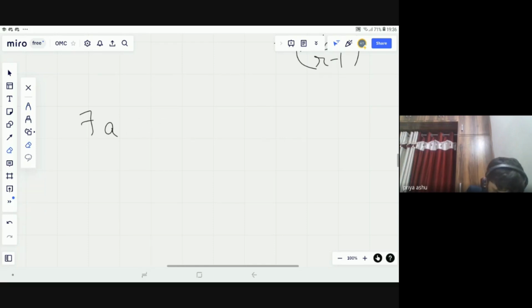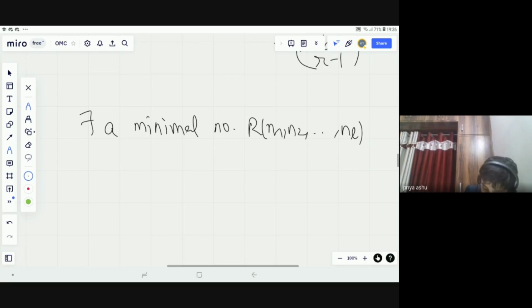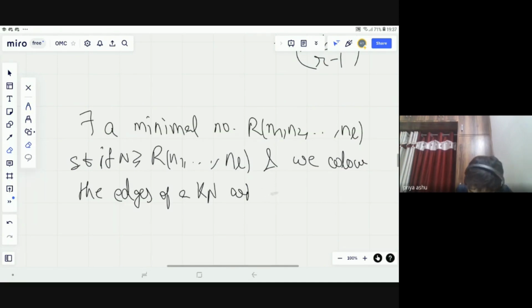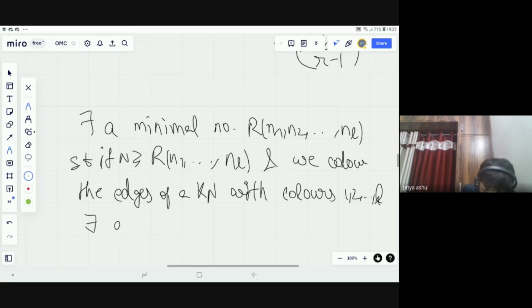Okay, just a sec, I'll write it again. Minimal number R of n1, n2, and so on till nl, such that if capital N is at least R of n1 to nl, and we color the edges of a K_N with colors from 1 to L, then there exists an i such that there is a K_{n_i} with all edges colored i.